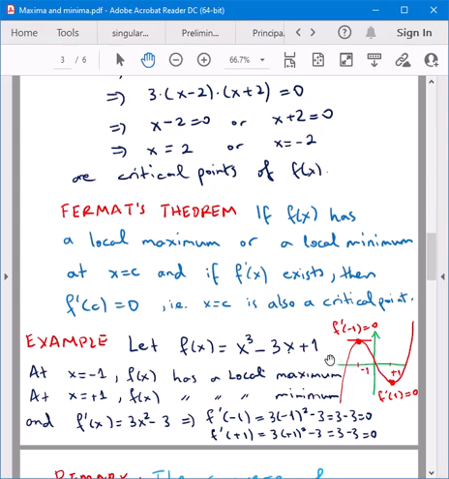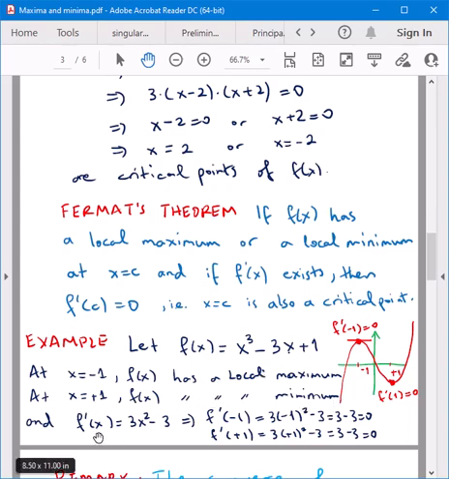So if f has a local maximum or a local minimum, and if the derivative exists, then f prime at C must be 0, and then the point must also be a critical point. So here is this example, x cubed minus 3x plus 1, which is the example in the picture. At x equals minus 1, there's a local maximum. At x equals plus 1, there's a local minimum.